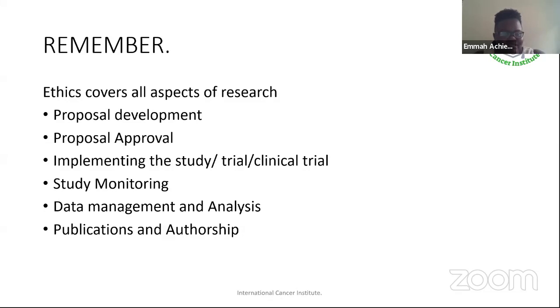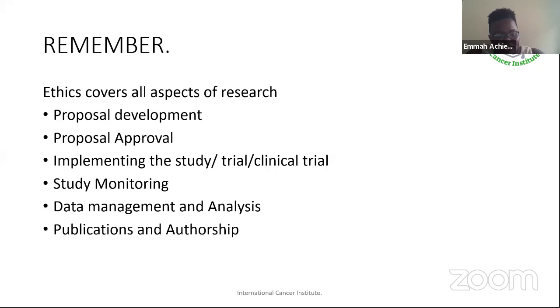Please remember that ethics covers all aspects of research. Ethics starts when you are developing the proposal, through the approval process of the proposal, when you're implementing the study, the trial, or the clinical trial. It cuts across study monitoring, and then it cuts across data. We have a lot of ethical issues coming up on data, big data, access to data, and who's collecting a lot of data without direct consent. And is it ethical for big companies to use this data without seeking consent?